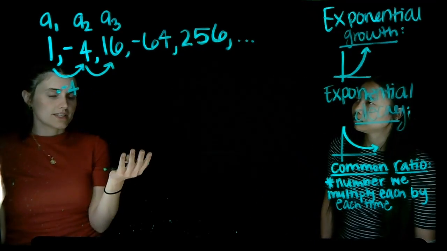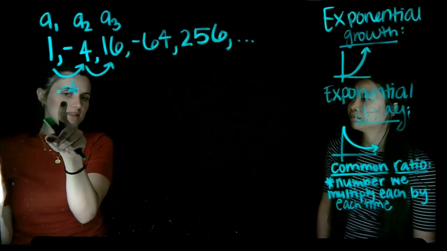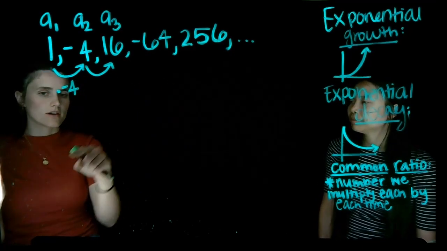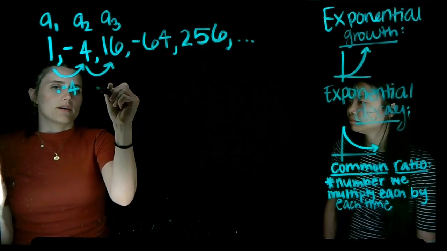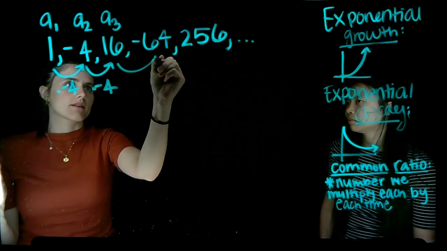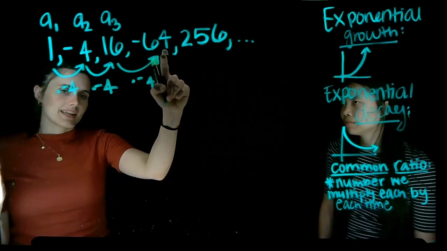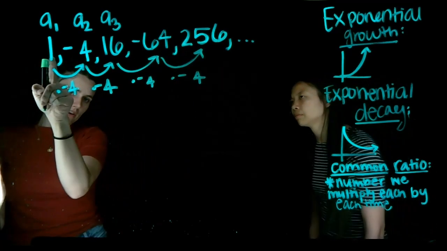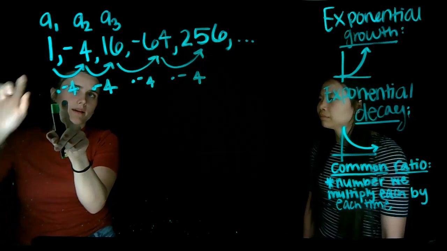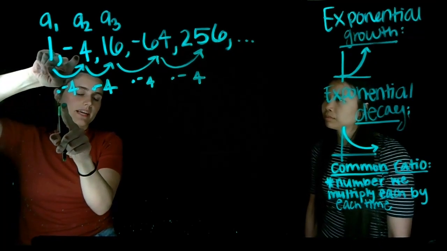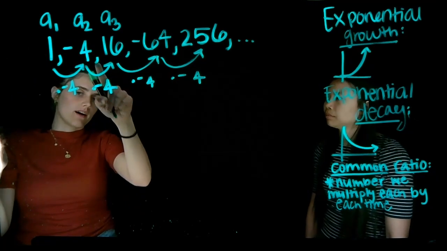If this is a geometric sequence, it means I have to multiply by the same thing every time. So let's check to see if this works for all of these numbers. If I take -4 and multiply it by -4, I do get +16. That's awesome, okay? Let's try it again. +16, multiply that by -4, I get -64. Whenever you have an alternating sequence, it means we're going to have to multiply by a negative number, because a positive number times a negative number gives a negative number, and a negative number times a negative number gives a positive number.